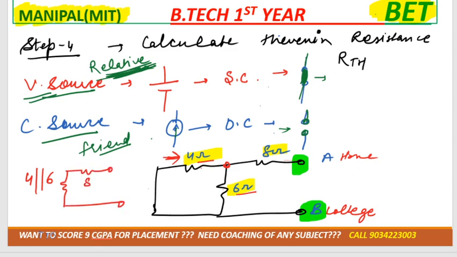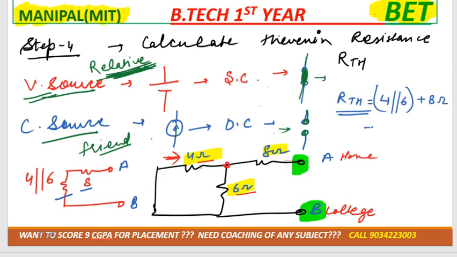Then again see the same thing. You are again standing at A. You need to move towards B. Now this resistor and this resistor both are on the same path. Means they are connected in series. Correct? So in this case, 4 parallel 6 and 8 ohm, they are connected in series, right? Because they are on the same path. You can meet both of them.